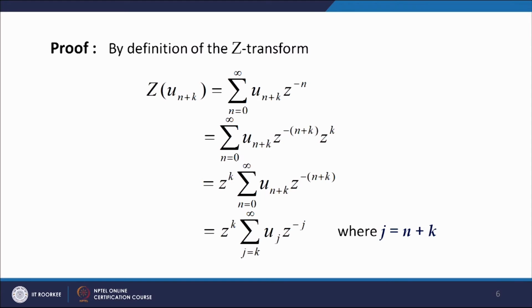Now, let us define the index j as equal to n plus k. So, here n was beginning with 0 and ending at infinity. So, n is equal to 0, j equal to k. So, the summation over j will begin from k and go up to infinity, because when n is infinity, j is infinity. So, z to the power k sigma j equal to k to infinity u(j) z to the power minus j.